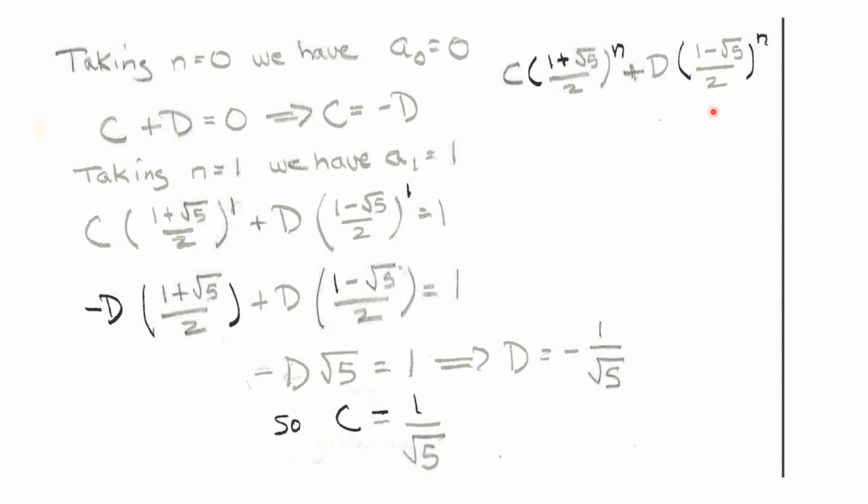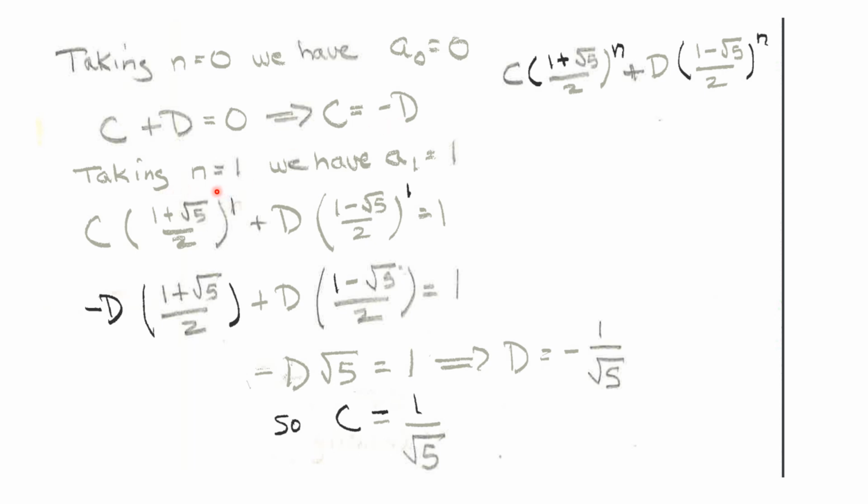Now here I've repeated the formula for you so we can just reference it. So when n is equal to 0, we got something raised to the 0 power here and something else raised to the 0 power here. Neither one of them are 0, so they're both 1. And setting that equal to a_0, which is 0, we get c plus d is equal to 0, meaning c is the negative of d.